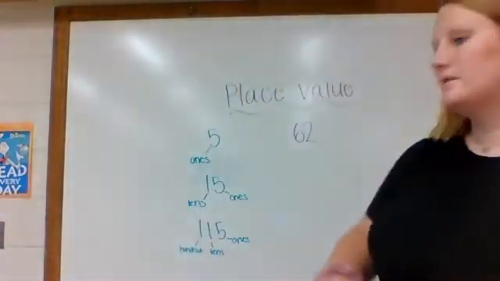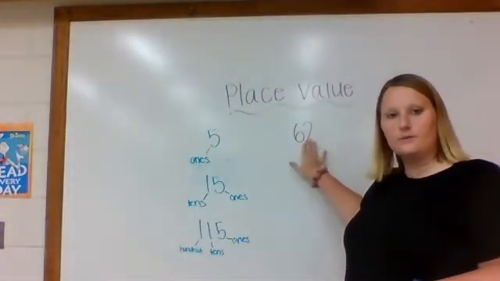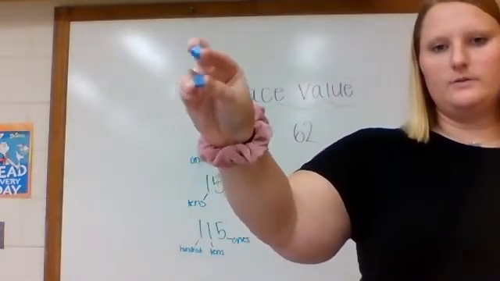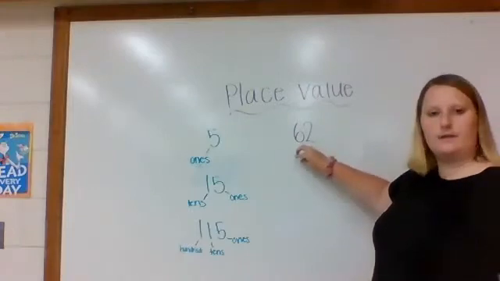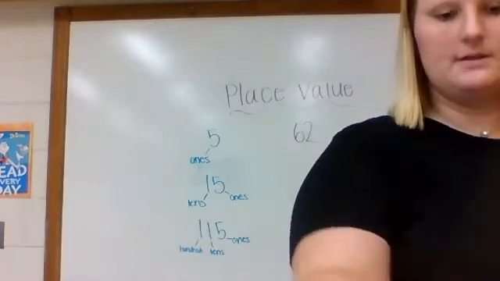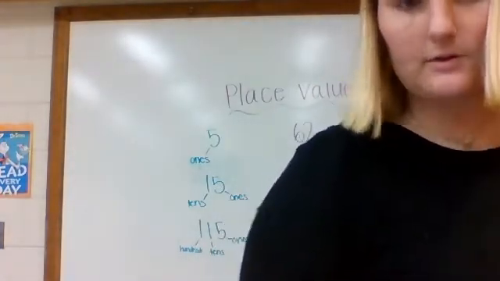Okay, this is our number, 62. We have 2 places. Place value of 2, the ones. Yep, we have 2 ones. Okay, I'm going to write that.